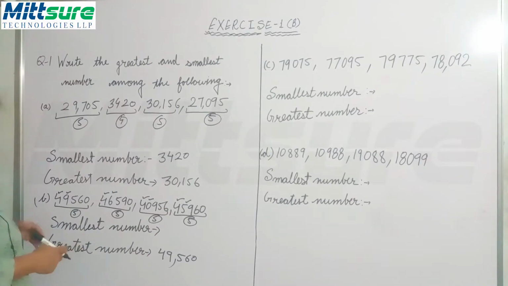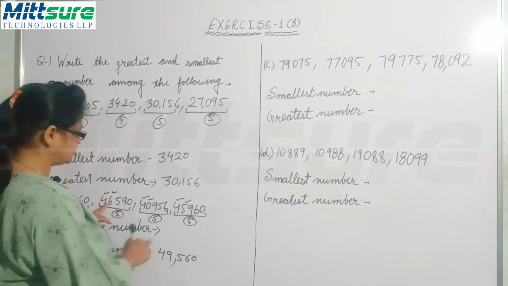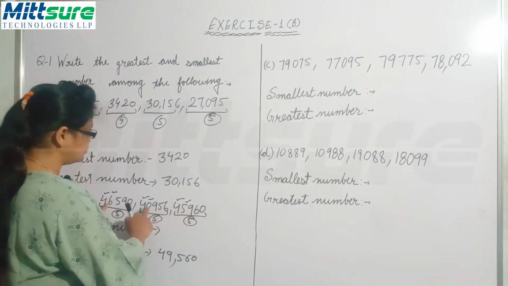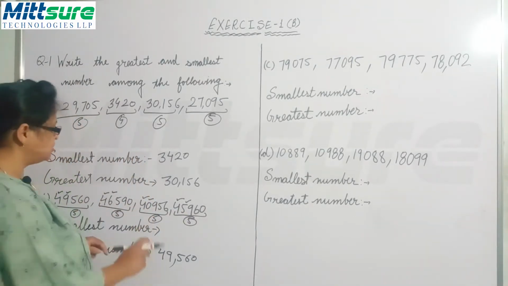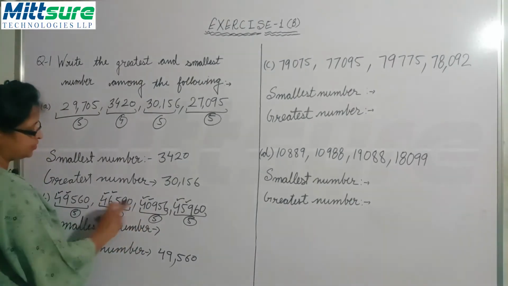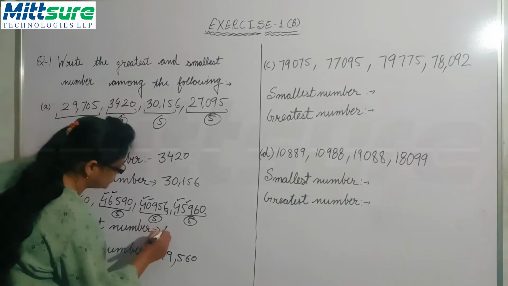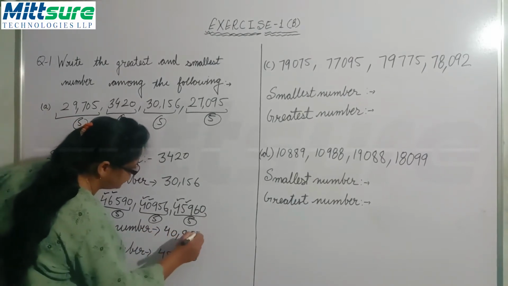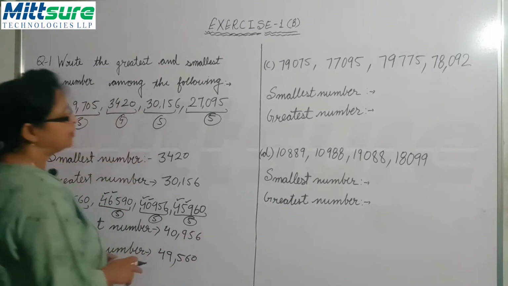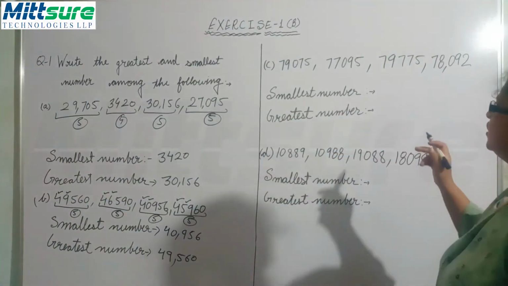And what is the smallest number? Now we will search. The next digits are 6, 5 and 0. We know the 0 is the smallest, as 5 is greater than 0. The smallest number is 40,956.